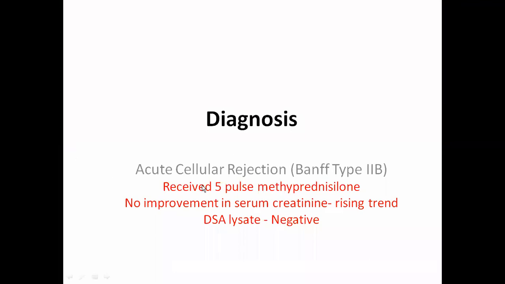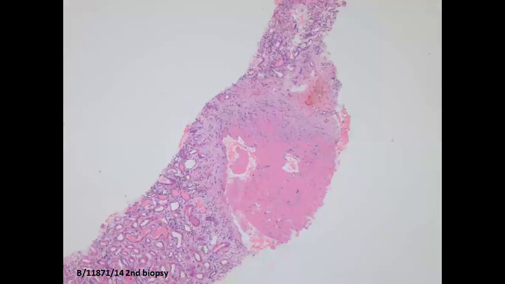This patient received 5 pulses of methylprednisolone. There was no improvement in serum creatinine. And serum creatinine, on the other hand, was showing a rising trend. DSA was done, which was negative. Now this is a repeat biopsy which was done because the patient was not improving, and the repeat biopsy, if you see here, it is showing necrosis of the vascular endothelium. So there was progression of vascular rejection.